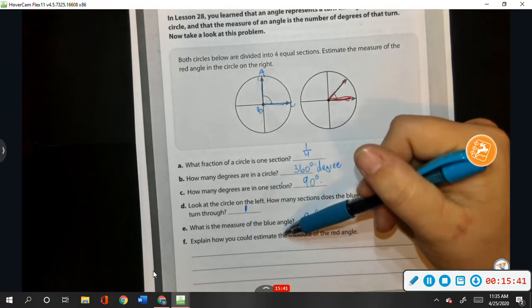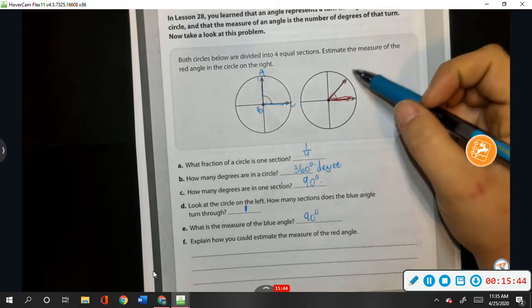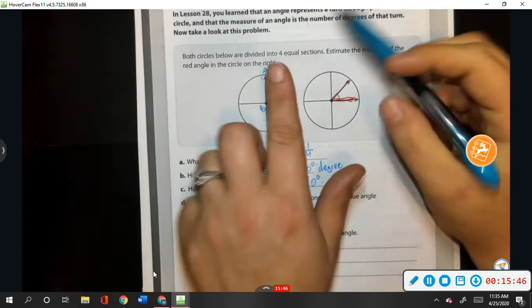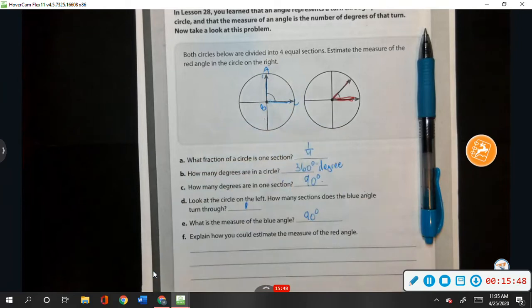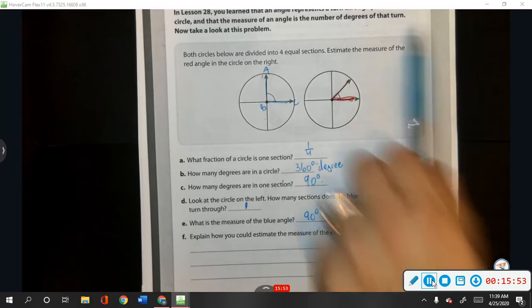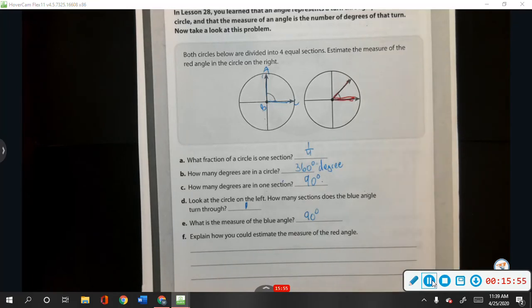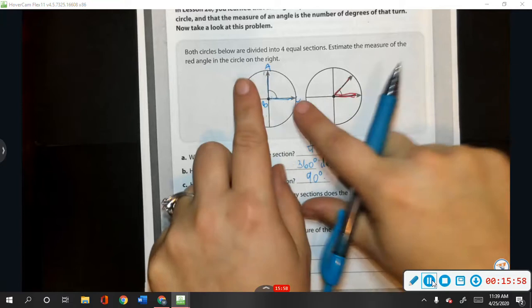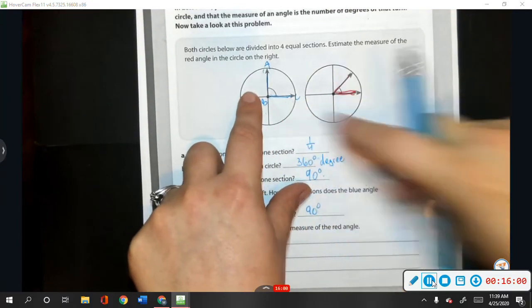Explain how you could estimate the measure of the red angle. So if we know... Okay, sorry about that. So we were explaining how we could estimate the measure of the red angle now that we know the measure of the blue angle.